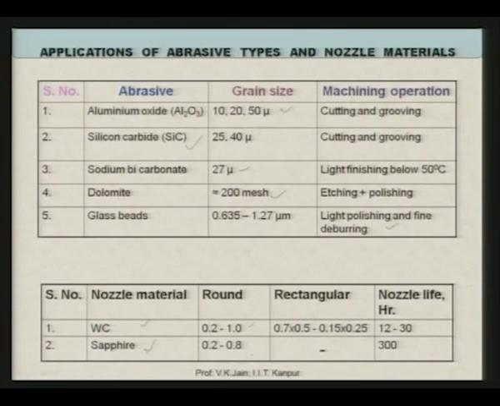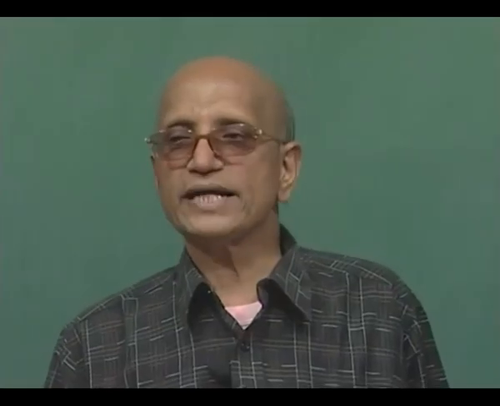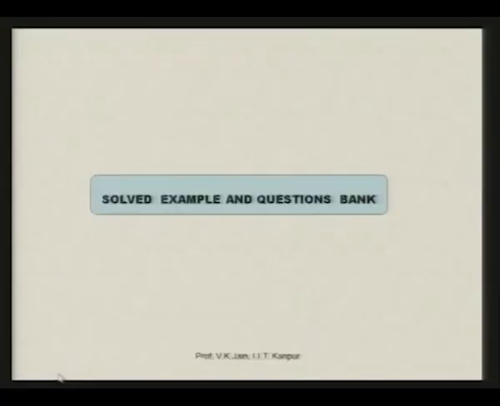They can be rectangular also, in which case you can have sizes varying from 0.7 by 0.5 to 0.15 by 0.25 as the cross section, where one can be the length and another the width of the nozzle cross section. Nozzle life in case of tungsten carbide is quite low, 12 to 30 hours, and in case of sapphire it is 300 hours. But actual nozzle life will depend upon how severely or how lightly you are performing the AJM process. That will also decide the actual life of the nozzles.